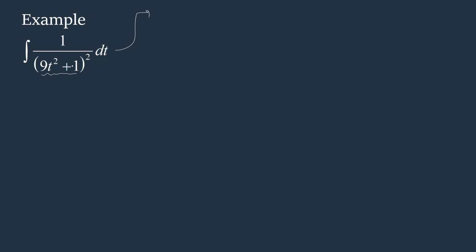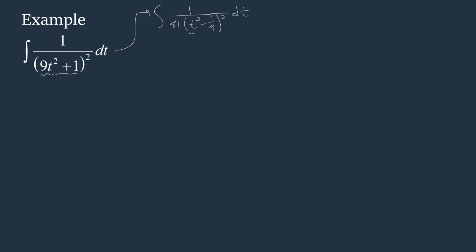Certainly there's a constant squared, it's just 1 squared. But we don't have a single variable squared. So there's two ways to look at the problem. One way is to rewrite it first. So I'd rewrite this as 1 over, you could take the 9 out of the square and get 81 times t squared plus 1/9, that quantity squared, dt.